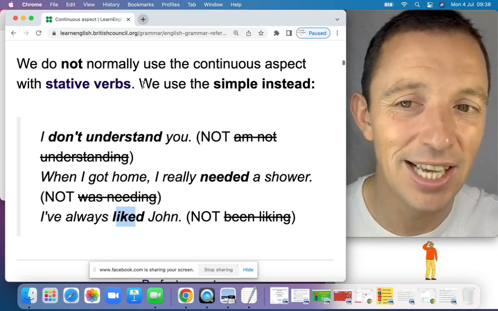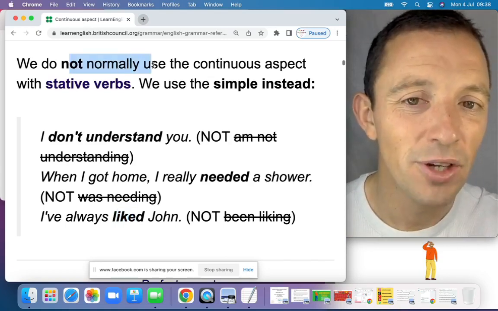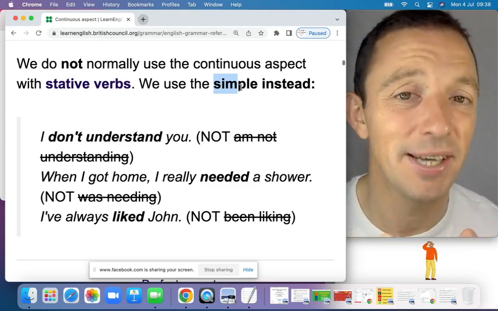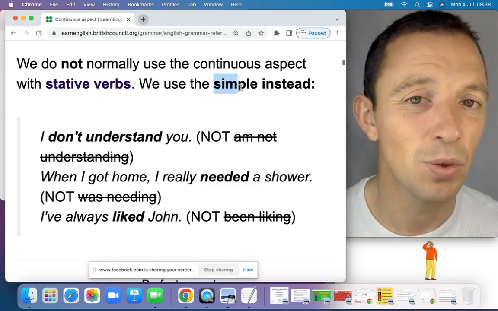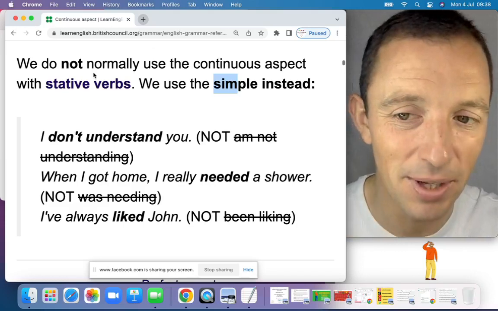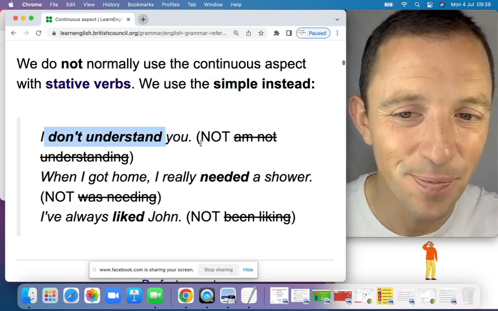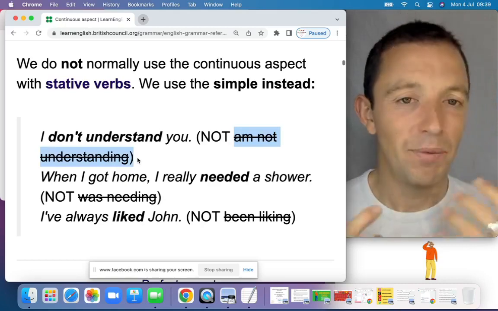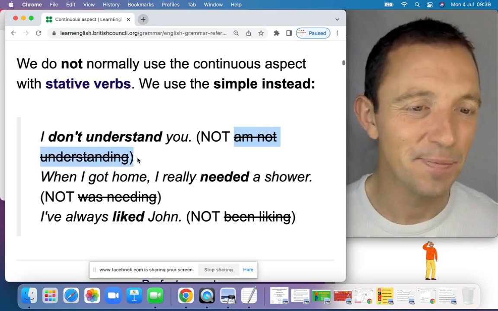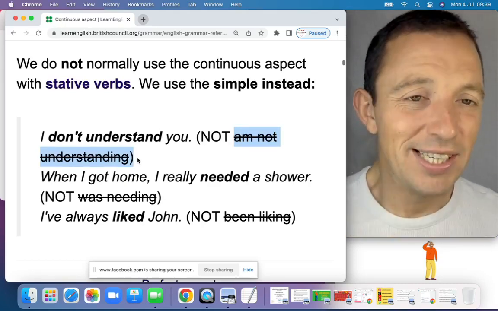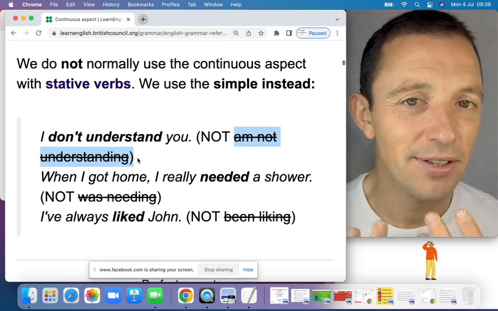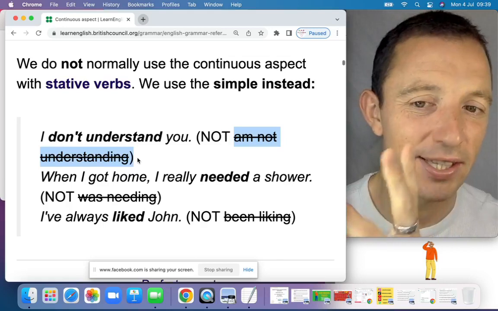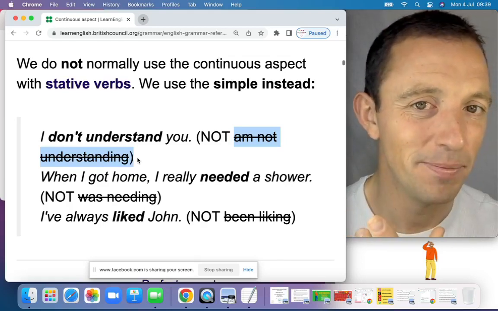In these cases, it's not normal to use the continuous. We use the simple, and remember the simple is very similar, but in these particular verbs we generally use the simple. For example, I don't understand you is better, more typical than I am not understanding you in the continuous. So this is more typical. When we have the verb understand, we typically use the simple, present simple.